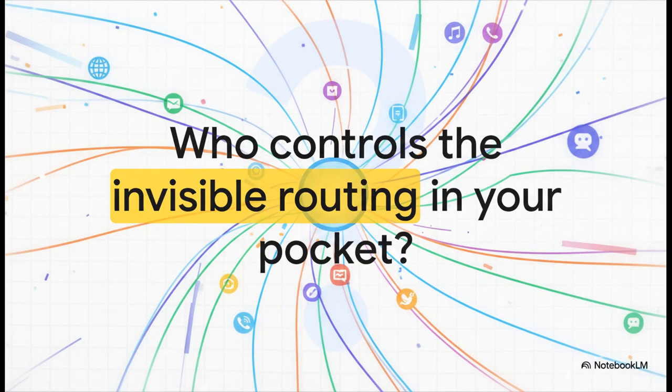Which leaves us with a final, kind of provocative thought to chew on. How much do you really control the invisible routing in your pocket? Every single time you tap, thousands of lines of code, verified app checks, and OS permissions are being negotiated in fractions of a millisecond. You might just think you're tapping a link to share a cool song with a friend, but underneath it all, you are activating an incredible invisible routing system operating flawlessly beneath your fingertips.